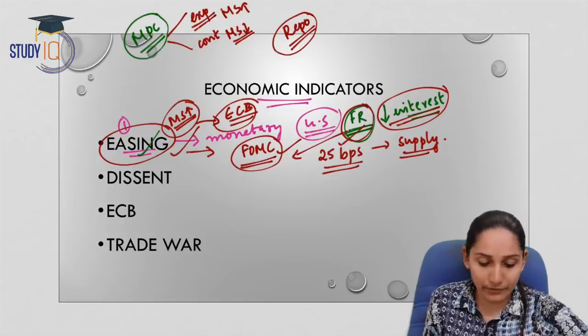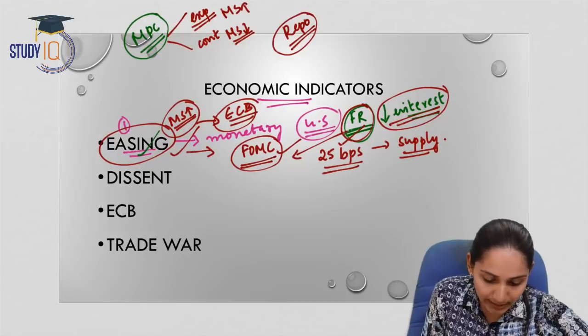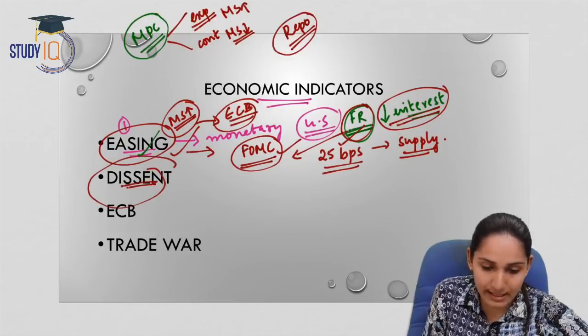We will come to the details of it later in this lecture. Now, the second economic indicator is the descent.